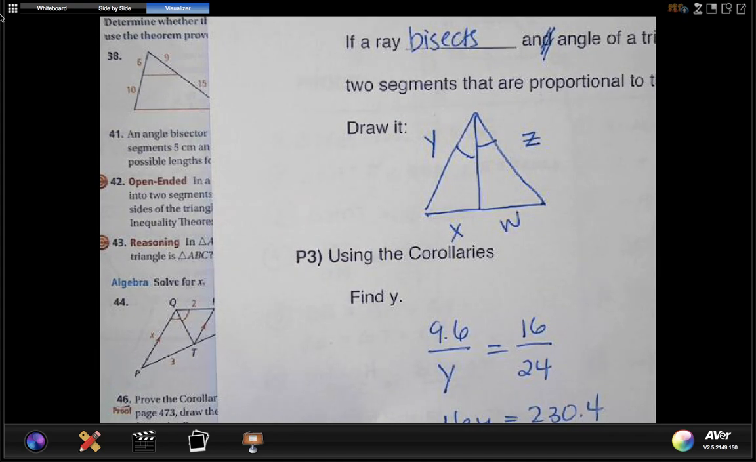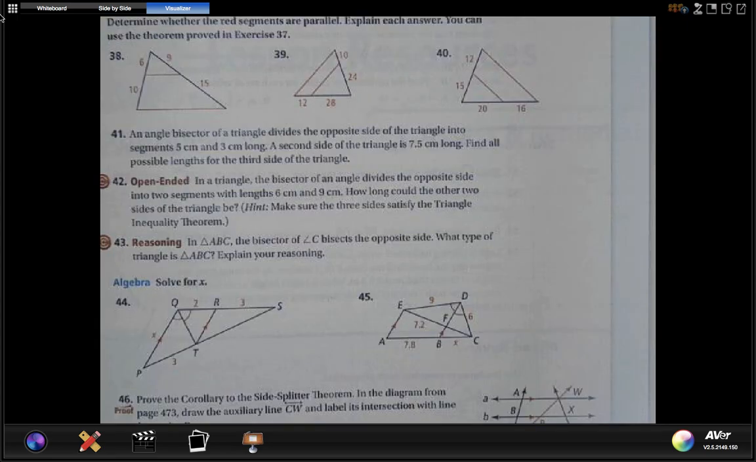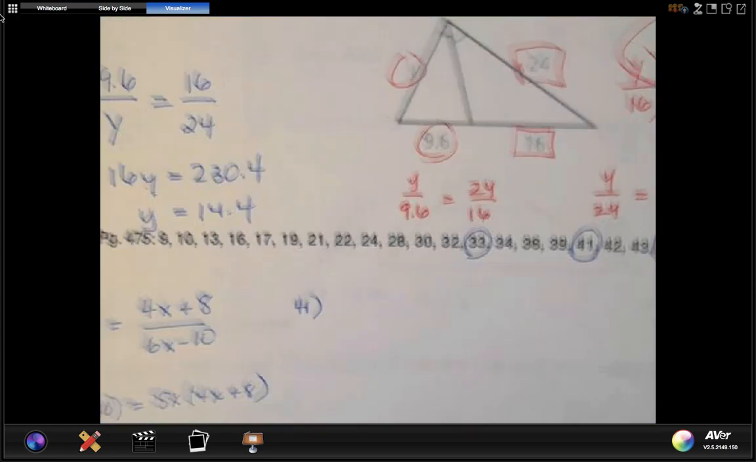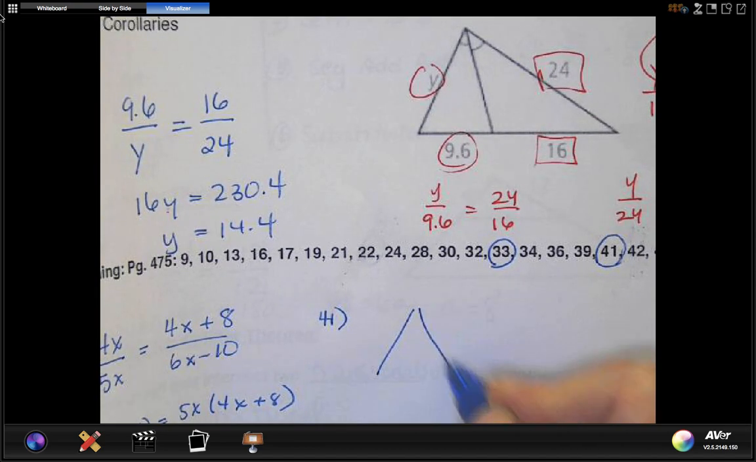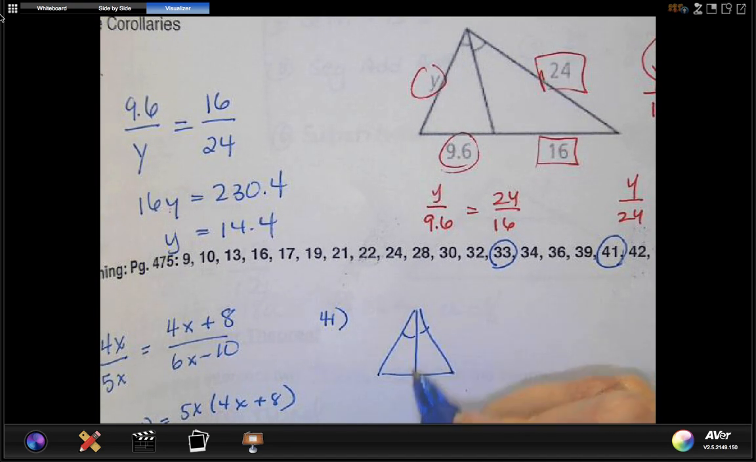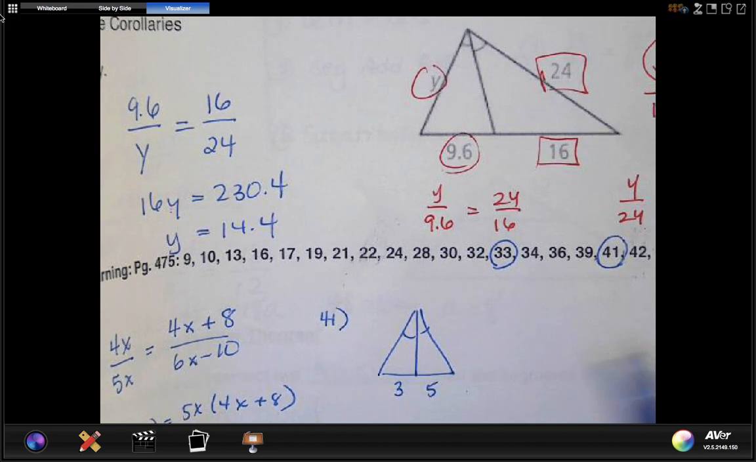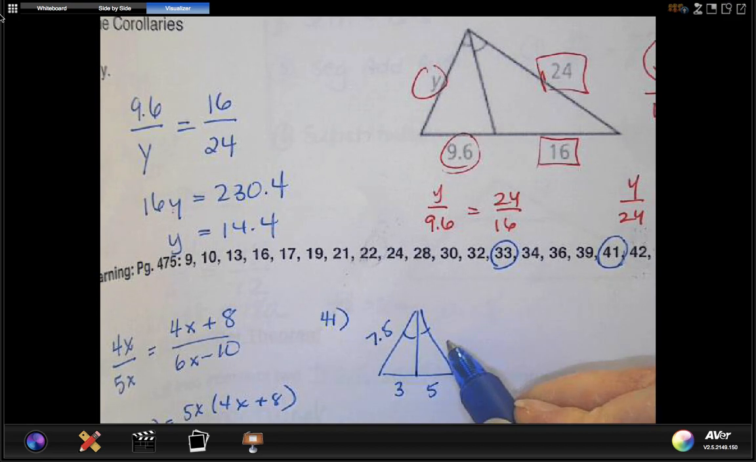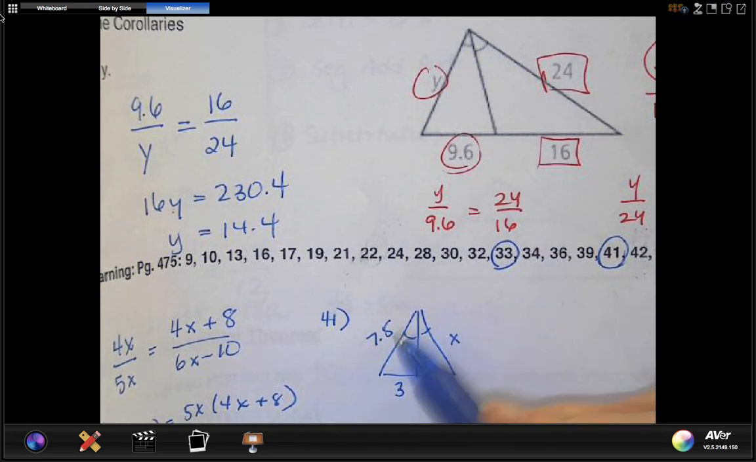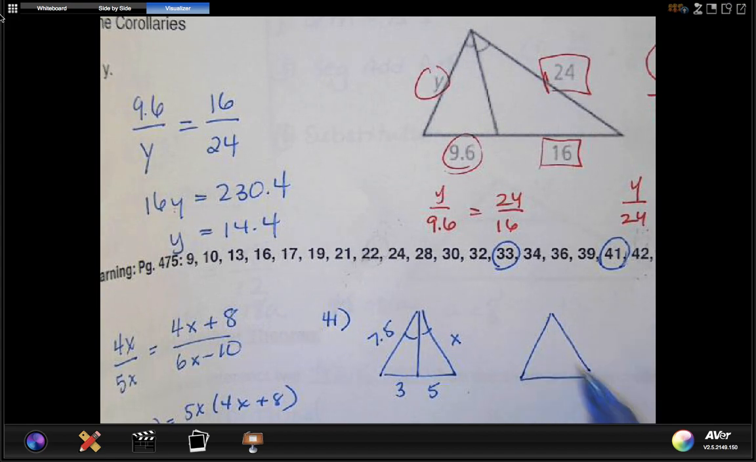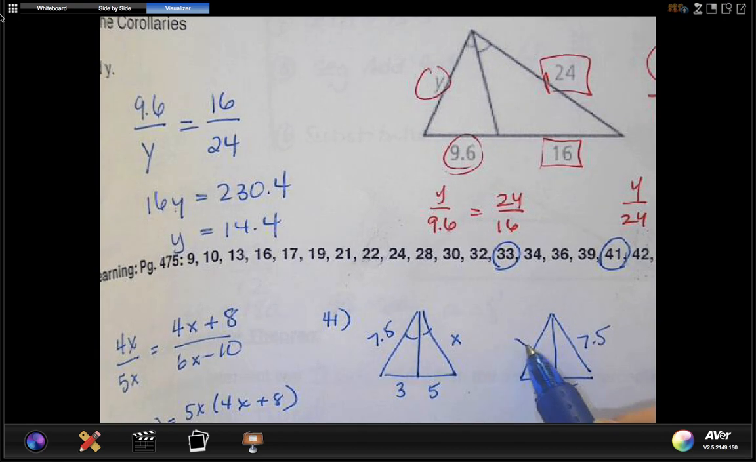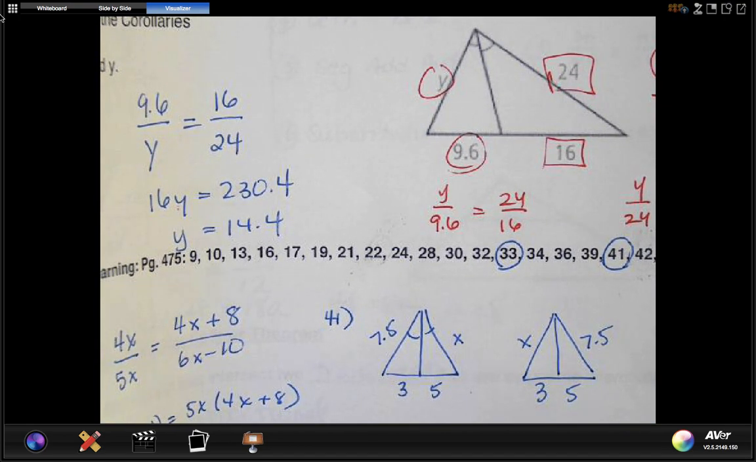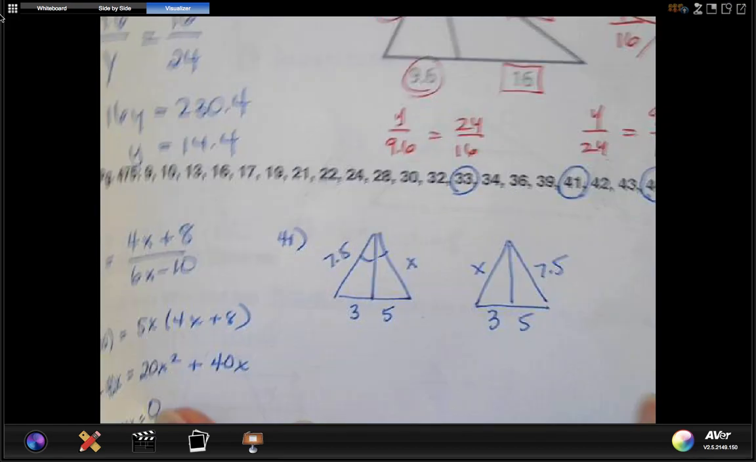So for 41, I know that the angle bisector splits that opposite side into segments that are 3 and 5. And I know that one of the other sides is 7.5. But I don't know where that 7.5 is. Is it adjacent to the 3 or is it adjacent to the 5? So maybe it looks like that. So I'm actually going to set it up both ways and solve both of these triangles.